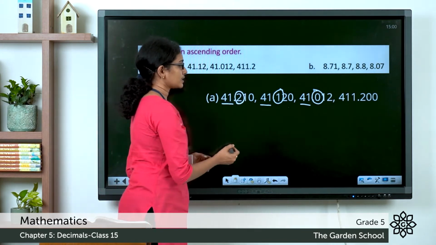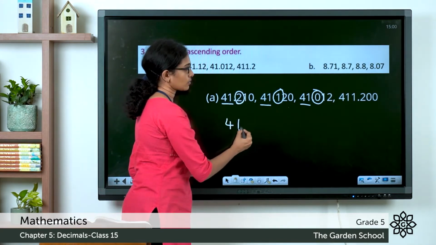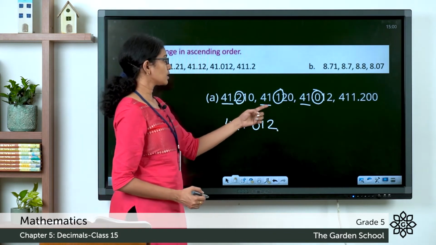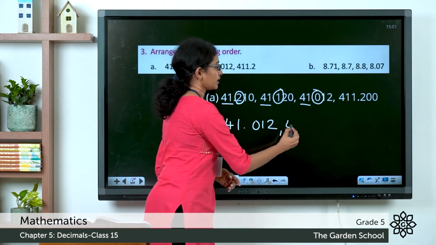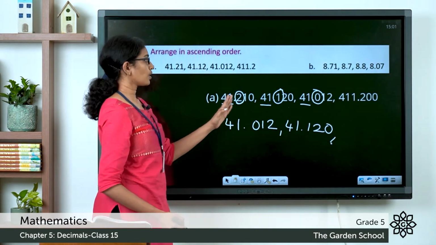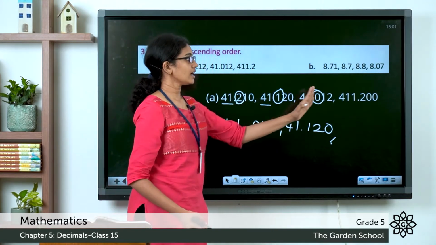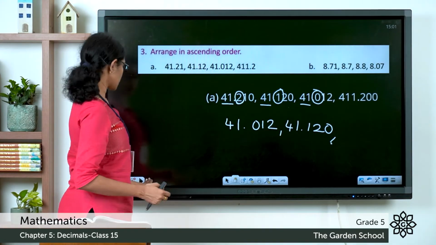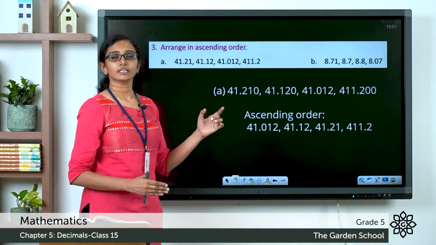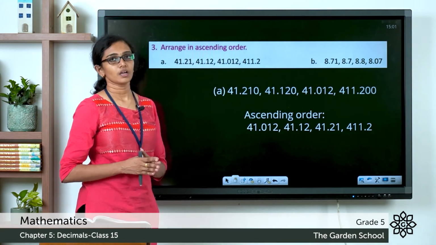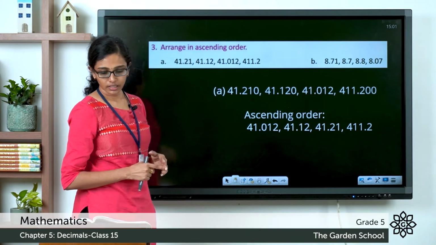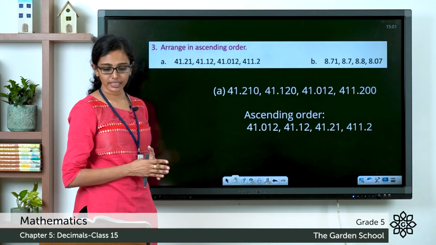So let's write the numbers. It would be 41.012 is the smallest one. Then comes 41.120. Then comes 41.210 and last 411.200. So here you have the numbers arranged properly in the correct ascending order. Now let's move on to the next question. There is one more question given there for question number 3. You can complete that also.